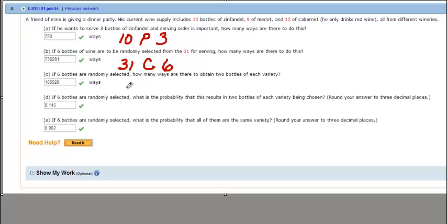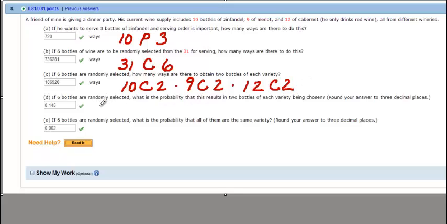6 bottles are randomly selected. How many ways can I get 2 bottles from each variety? This is a multiplication principle, because for each of my Zinfandel lists, I can have one of the Merlot lists, and vice versa. So what I'm going to do now is say, okay, there are 10 bottles of Zinfandel, combination, because order doesn't matter on this, choose 2. That's how many we're choosing. And then times 9 bottles of Merlot, combination, choose 2, times 12 Cabernets, combination, choose 2, and then I just pushed enter and got my answer.